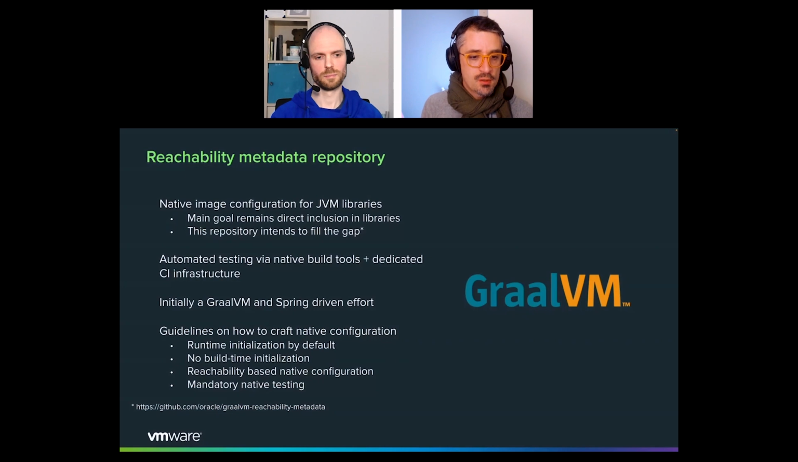Every native configuration contributed there needs to be tested and needs to follow some rules, so we have more consistency. Moritz, myself, and a few members of the Spring team have spent a lot of time contributing support for various open source libraries. And if you don't find your favorite open source library supported, you can just send a pull request to this Reachability Metadata repository, and that will be automatically taken into account by Spring Boot 3.